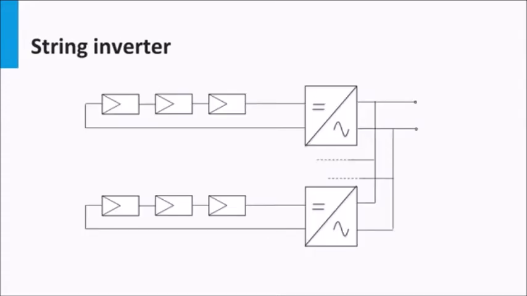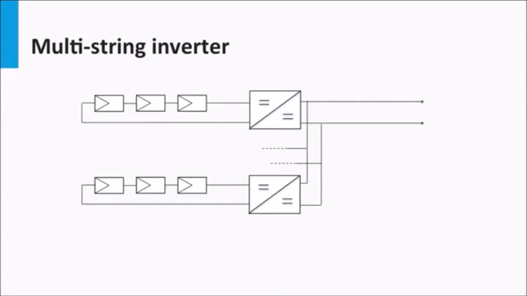Then we have the string inverter concept, which seeks to strike a balance between the module level inverter and the central inverter topologies. The string inverter topology is more resilient to mismatch than the central inverter because each string is independently operated at its maximum power point, thus guaranteeing a higher energy yield. String inverters are smaller than central inverters. However, the implementation is more complex than the module inverter. Also, partial shading will have a greater influence over the string inverter topology than over the micro inverter topology.